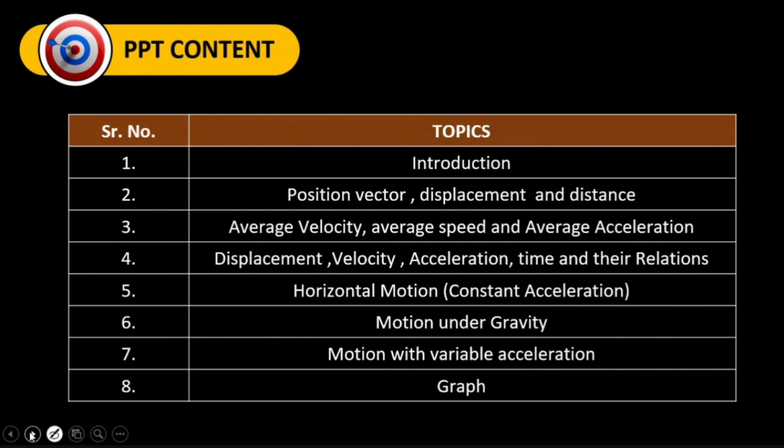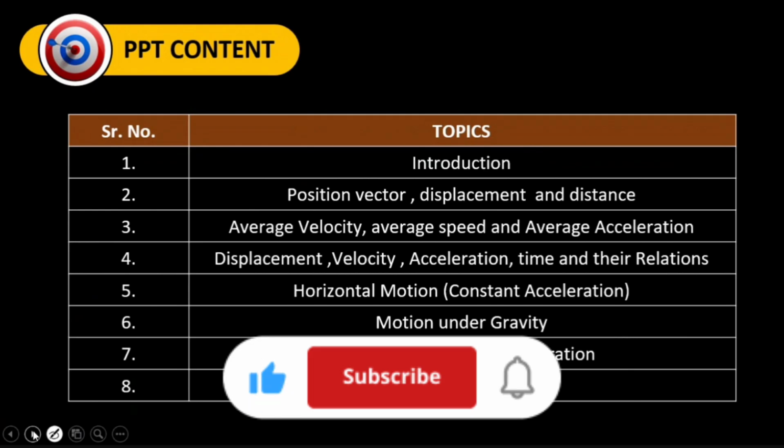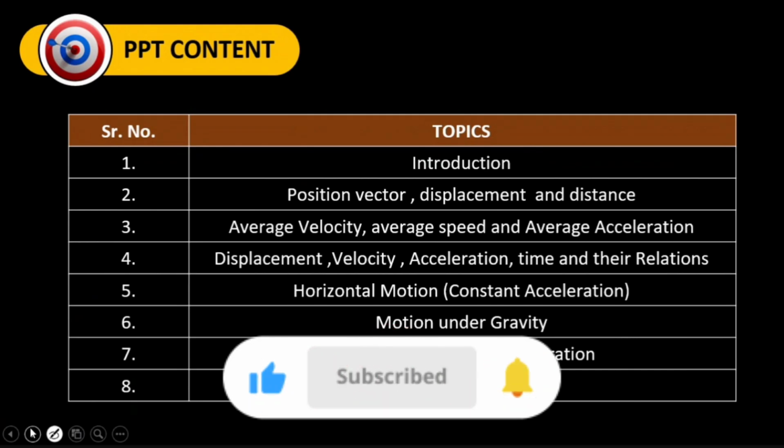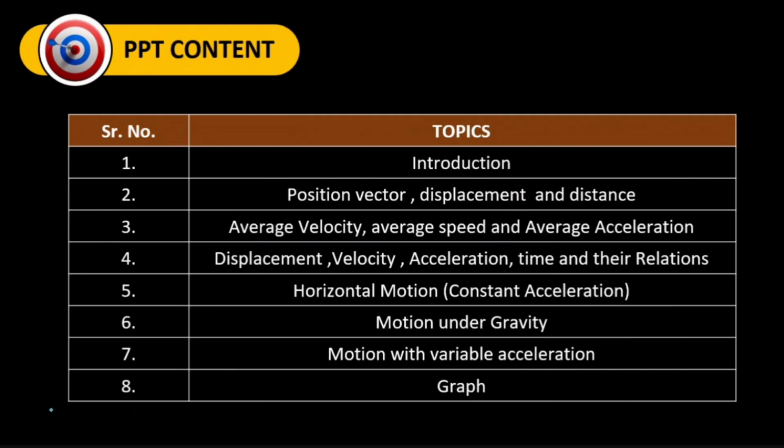So we'll talk about position vector, we'll talk about displacement and distance, which we have already covered in the previous classes. Similarly, we'll talk about velocity, speed, acceleration, and we'll discuss their relations as well, like equations of motion. Then there is horizontal motion, basically motion with constant acceleration, like a car which is traveling at a certain speed but is increasing its speed.